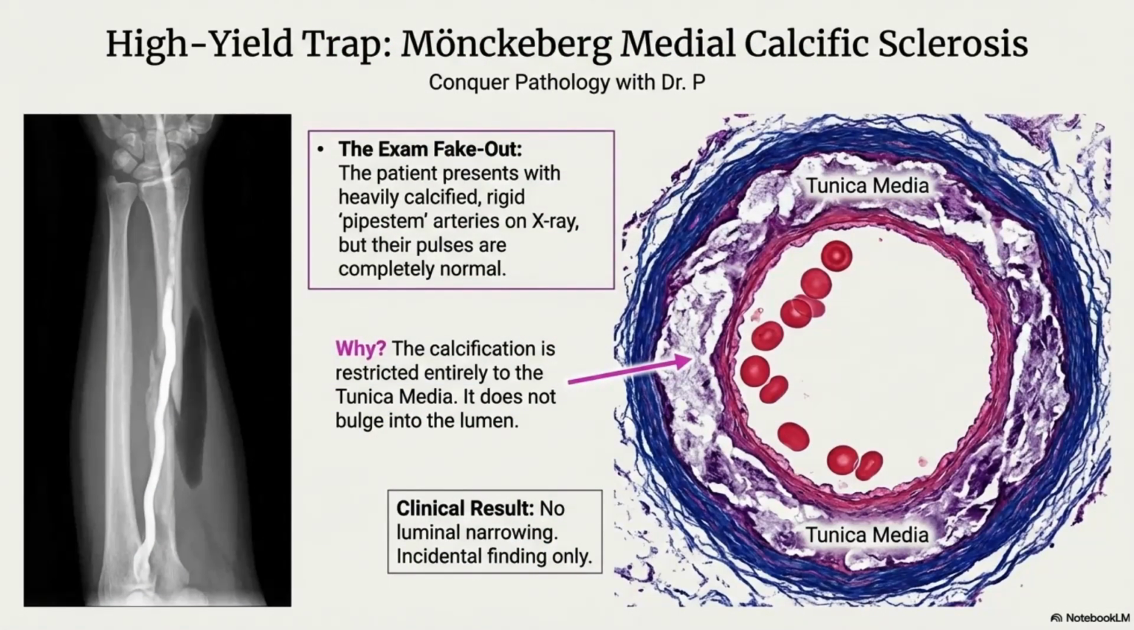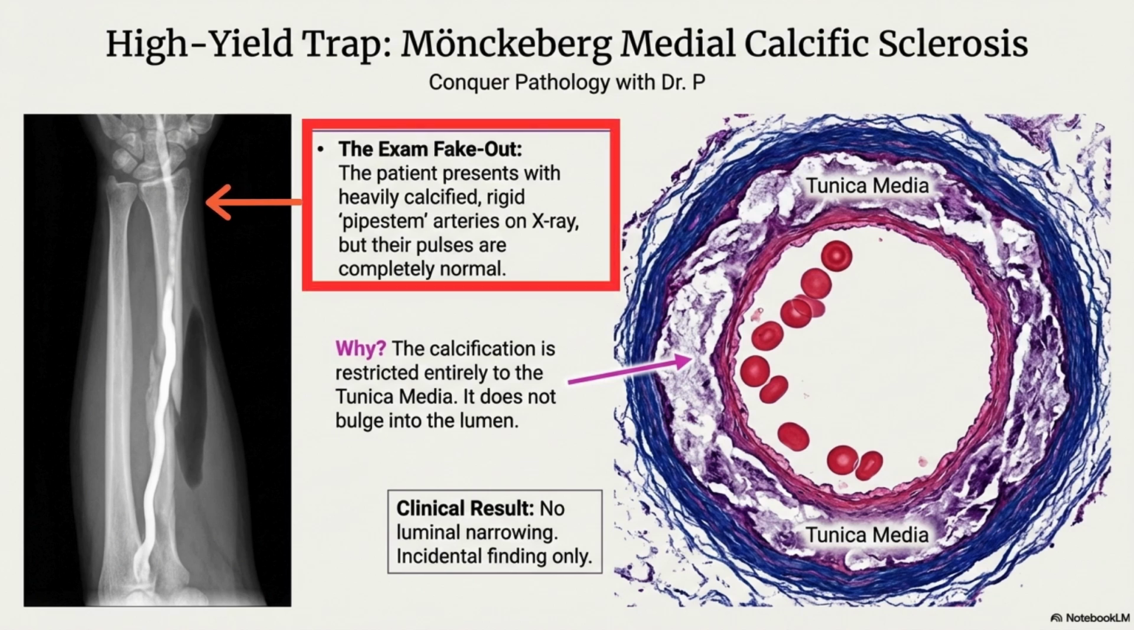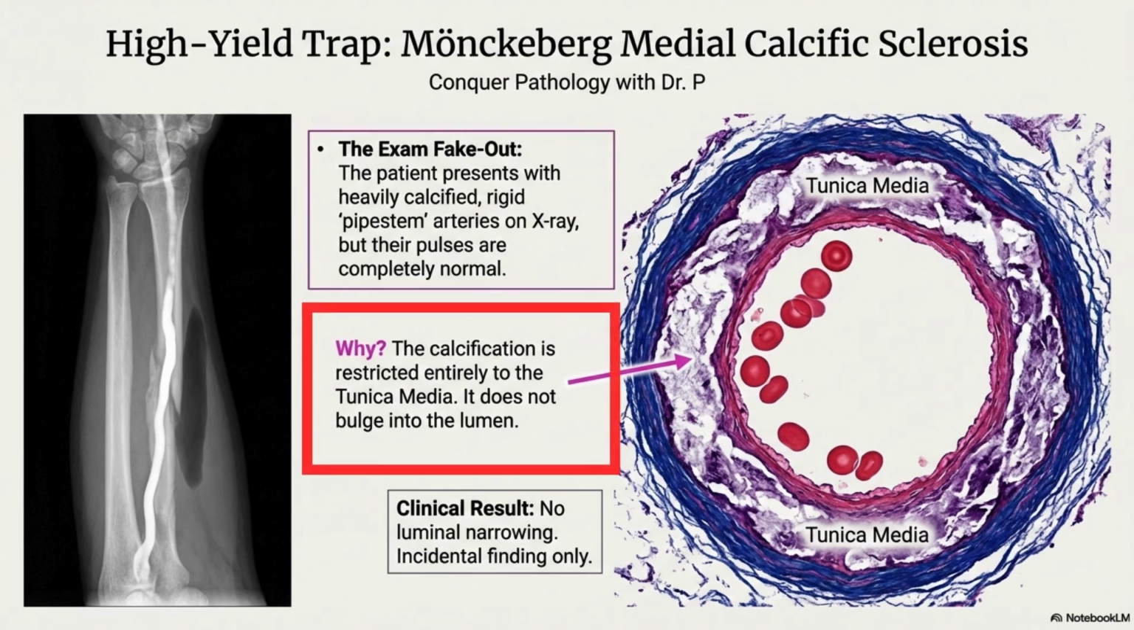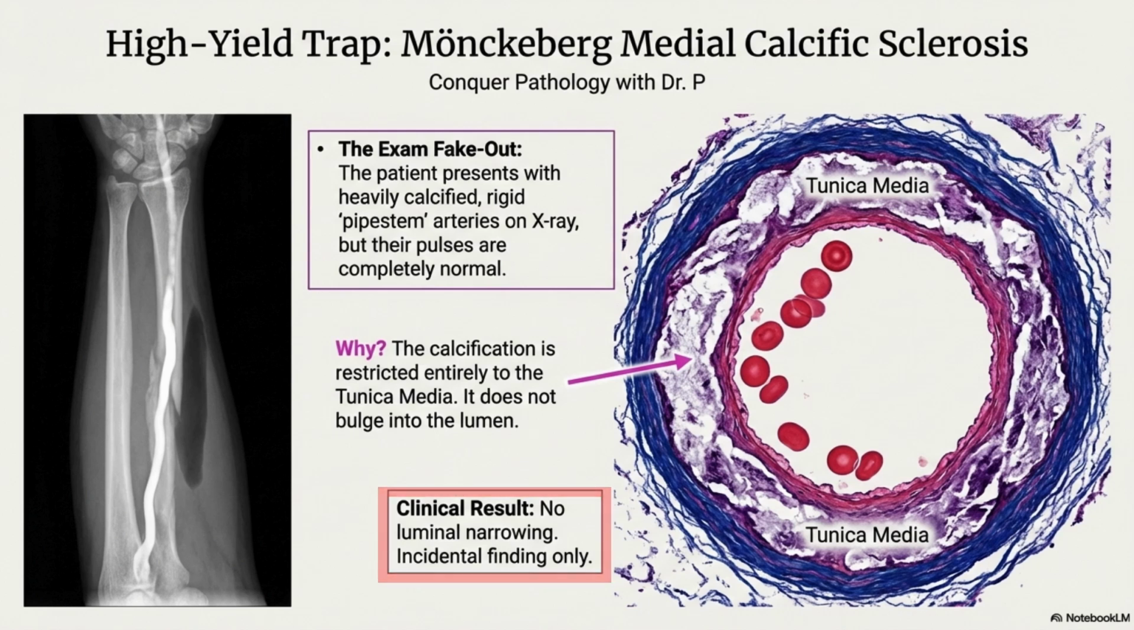Now let's look at slide 4. This is a huge high-yield trap. Monckeberg medial calcific sclerosis. Here's the classic exam fake-out. The patient presents with heavily calcified rigid pipe stem arteries on X-ray, but their pulses are completely normal. Why? Because the calcification is restricted entirely to the tunica media. It does not bulge into the lumen. The clinical result? No luminal narrowing. It is an incidental finding only.